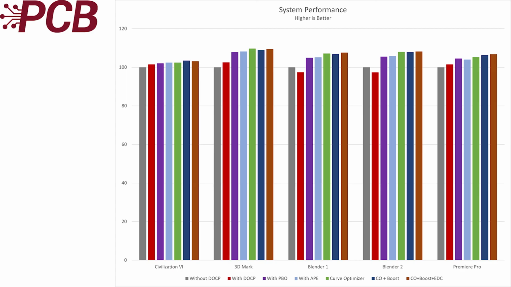Taken all together, I saw some meaningful improvement. Civ 6 improved by just over 3%, 3D Mark improved by 9.5%, and Blender improved by 7.6 and 8.2% respectively for the two different tests. And meanwhile, Premiere Pro was just under a 7% improvement.